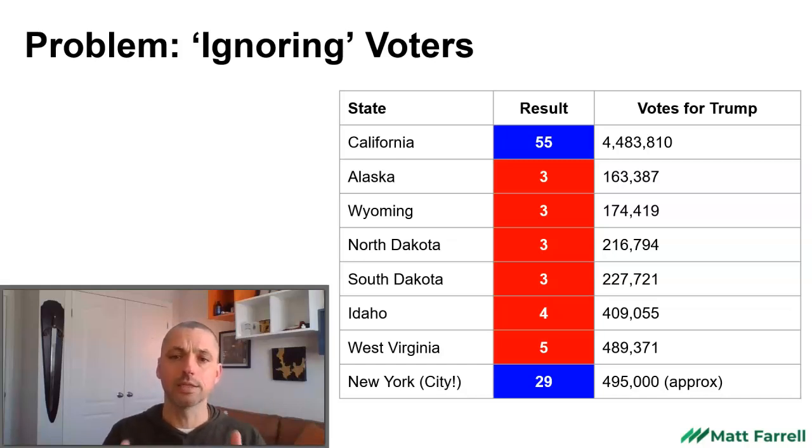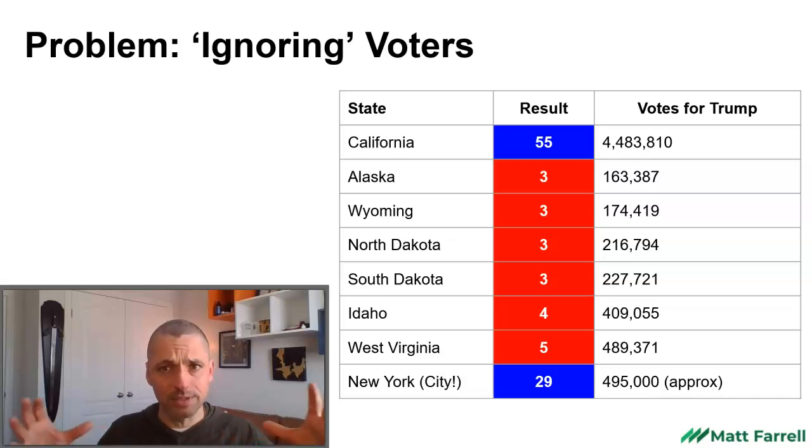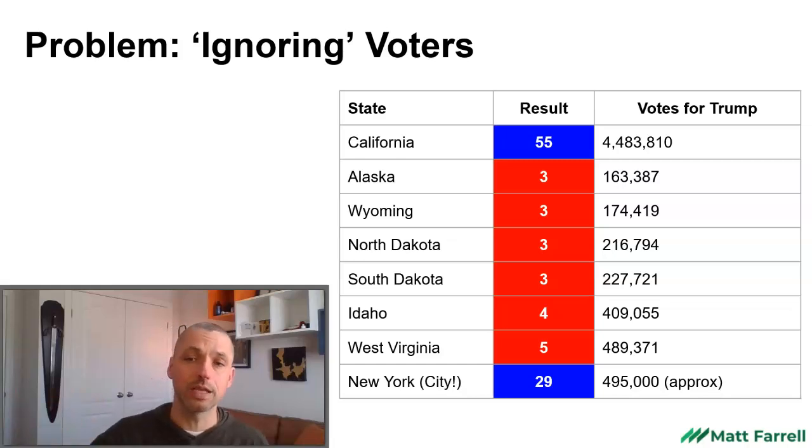Now, look at some of these other states, Alaska, Wyoming, North Dakota. Here we have the Republican candidate, Donald Trump, getting 200,000, 100,000, 400,000 votes and winning the state. However, in New York City even, not even the whole state of New York, Donald Trump got 500,000 votes. That's more votes than he got in West Virginia and any of those other states. How many points did he get? 0, because it's a winner-take-all state.